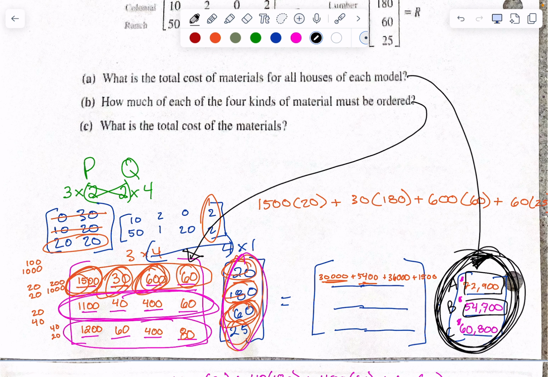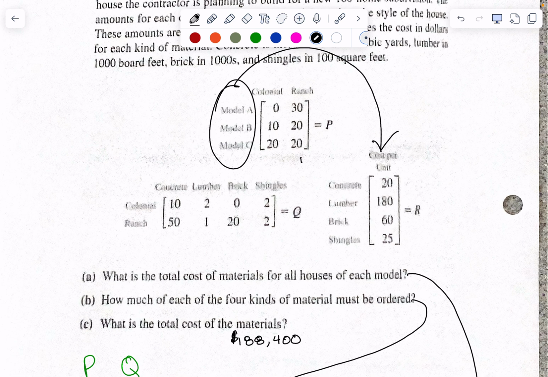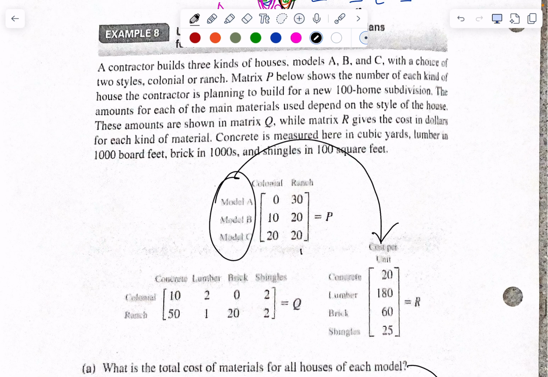Well, I don't know. 188,400. Yes. There you go. For 3 houses? Holy jeez, actually, that's for 10 houses. Or, that's for 100 houses. What the heck? How big are these houses? 100 home subdivision. Not very.